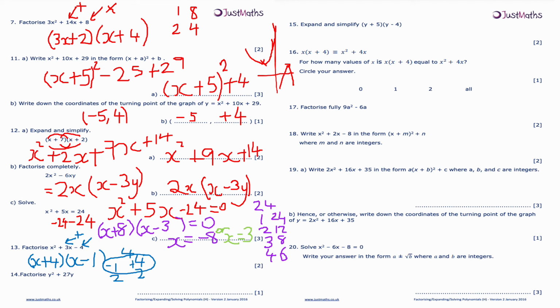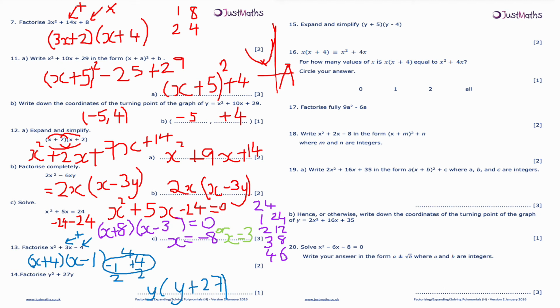Question number 14. Factorize this, y squared plus 27y. We're taking out y as a factor. y times (y plus 27), because y is the highest common factor of both y squared and 27y.